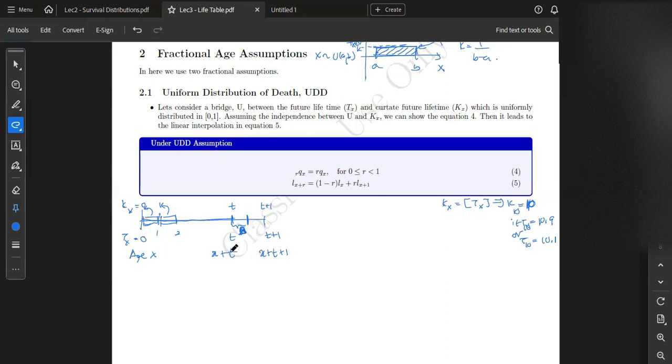B, the time length. This B is a fraction between 0 and 1 because the gap is 1, from T to T plus 1. And the death occurs at this point. That means the value of Tx is equal to T plus B. But the value of Kx is still T, because we only get the integer part of this value.